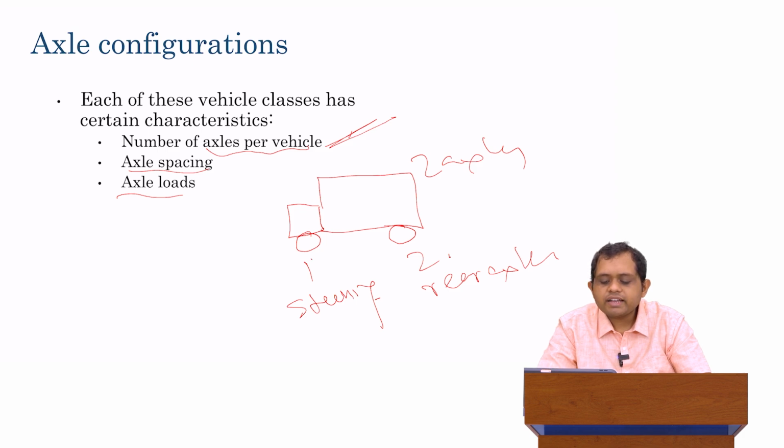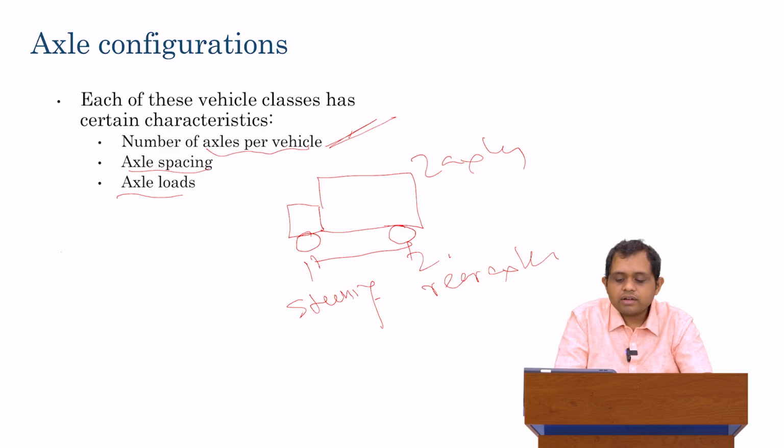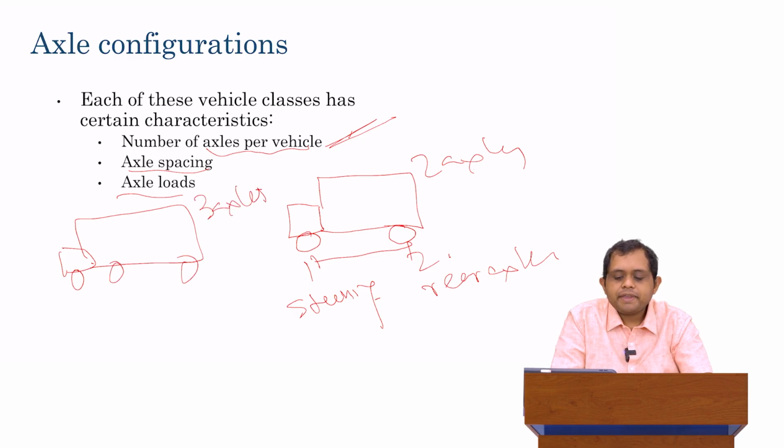What is the spacing of the axles? Well, it depends. In this case, we have something like this. We could have a different truck. Let me try drawing this differently. We could have a different truck where you have an axle here, you have an axle here, and you have an axle here. So in this case, we have 3 axles. And so you have some spacing over here. So for a 2-axle truck, this is our spacing. For 3-axle trucks, we have 2 spacings.